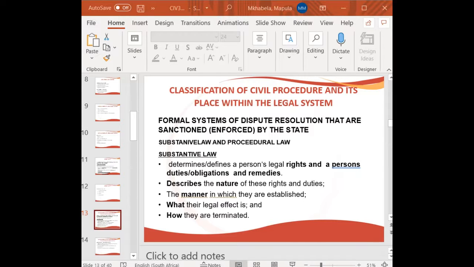There's an example, ladies and gentlemen, in your textbooks, in your study guide, that says, for example, if X owns a motor vehicle, substantive law determines what is meant by ownership, how it arises, the rights and duties of the owner, and how ownership is terminated, for instance, by way of sale. Now, adjective law or procedural law, however, deals with the procedure to be adopted in order to enforce a right or duty and the remedies available.